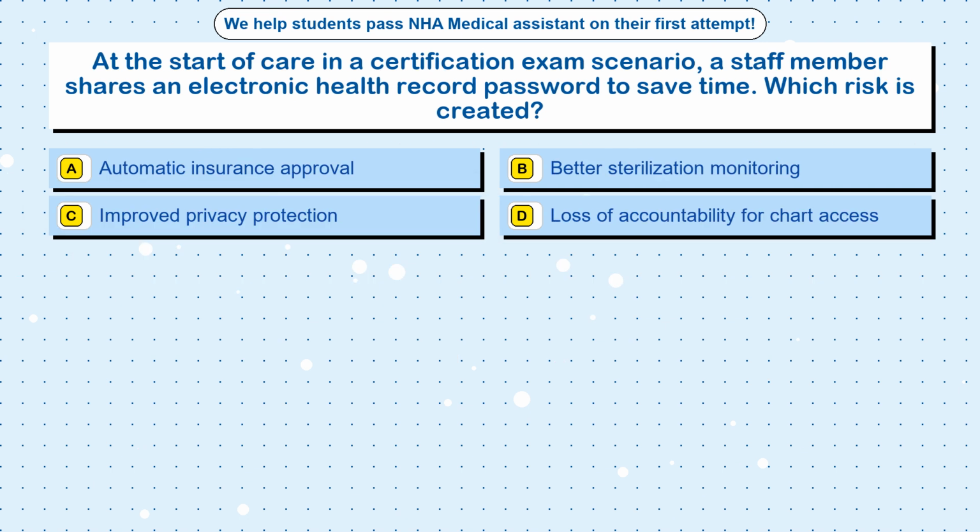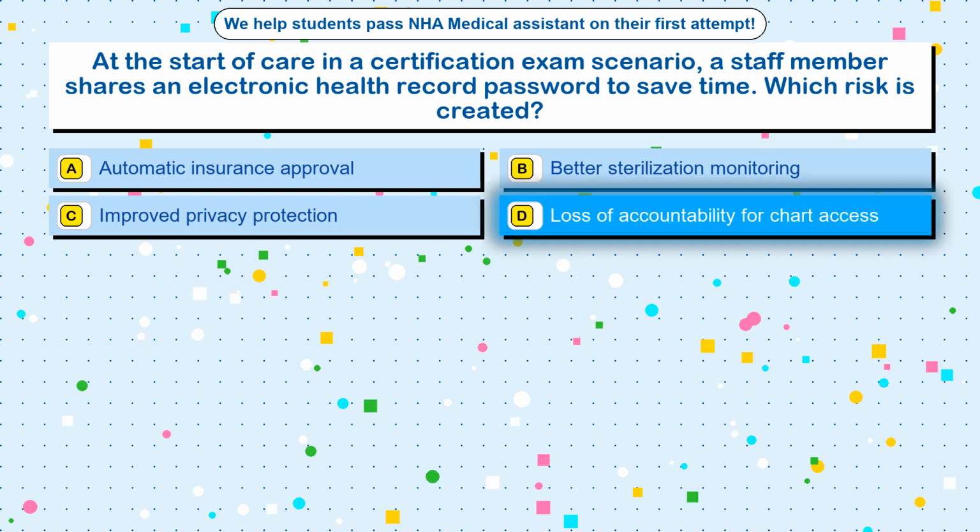Question 36. At the start of care in a certification exam scenario, a staff member shares an electronic health record password to save time. Which risk is created? Option A. Automatic insurance approval. Option B. Better sterilization monitoring. Option C. Improved privacy protection. Option D. Loss of accountability for chart access.